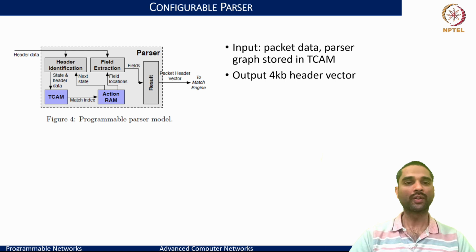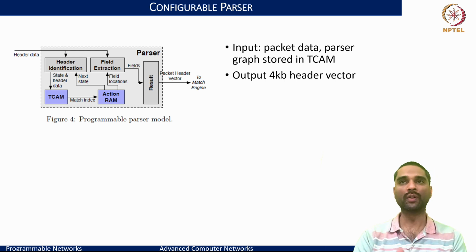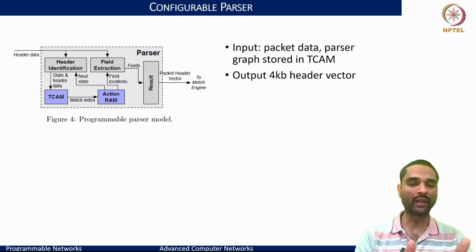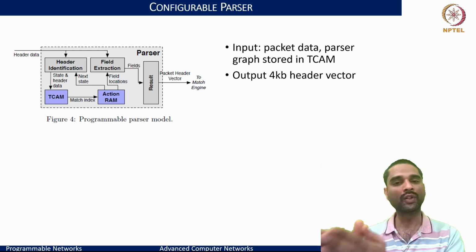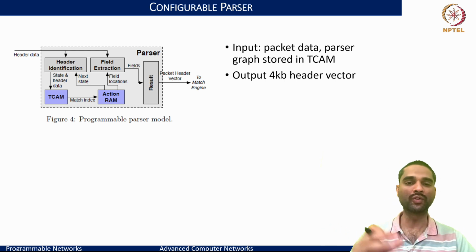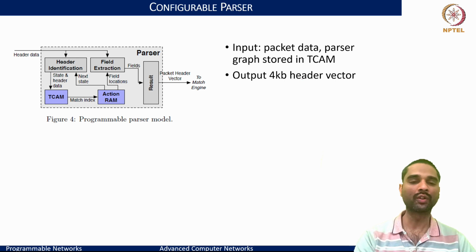And this parser accepts basically the incoming packet data and produces the 4K bit packet header vector. And this packet header vector is what is then used in the match action pipelines to be acted upon. And the output in this case is fixed to the 4K bit header vector.